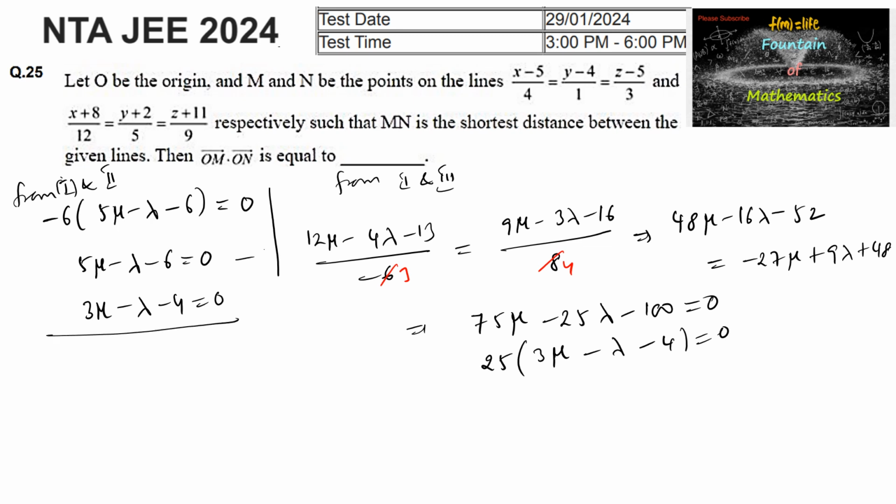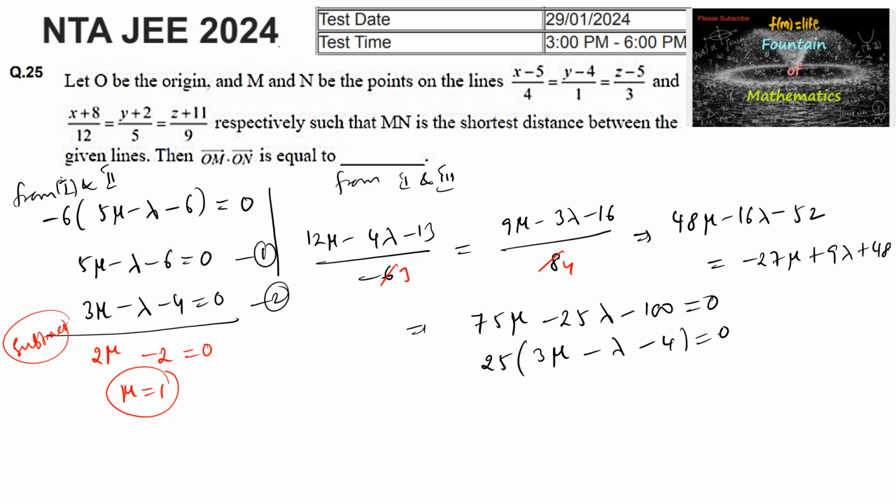Adding these two equations, we get 5 mu plus 3 mu is 8 mu, and minus lambda, sorry, subtract it. Let us subtract. By subtracting, 5 mu minus 3 mu is 2 mu, minus lambda plus lambda gets cancelled. Minus 6 plus 4 is minus 2 is equal to 0. So we get mu is equal to 1.